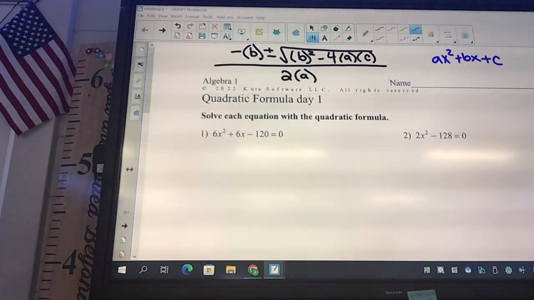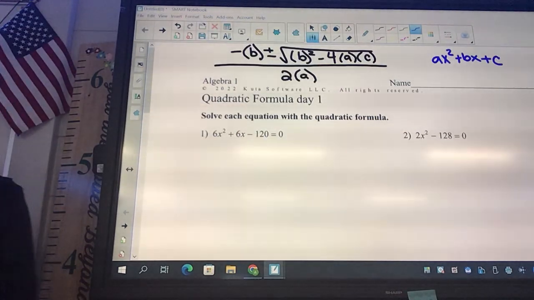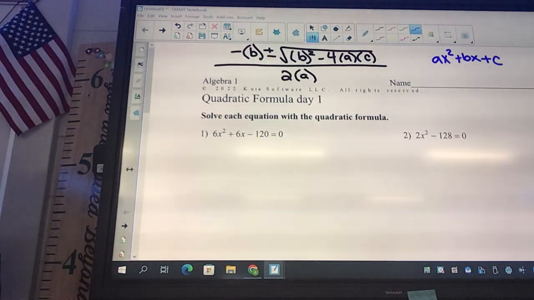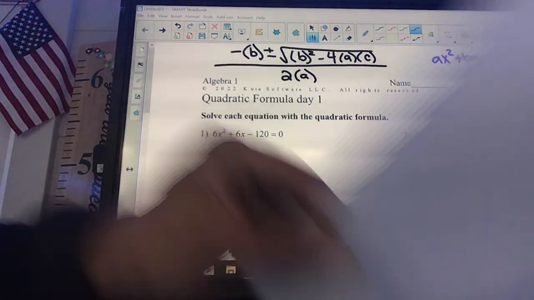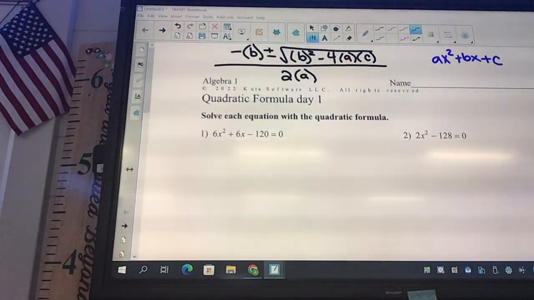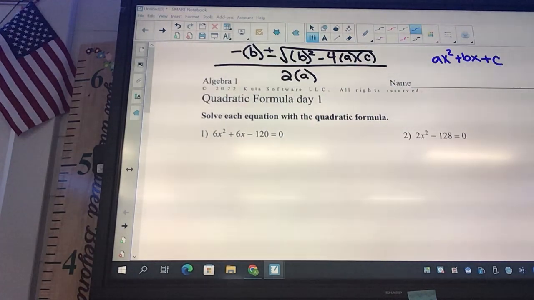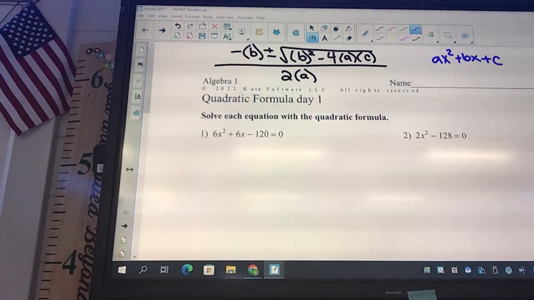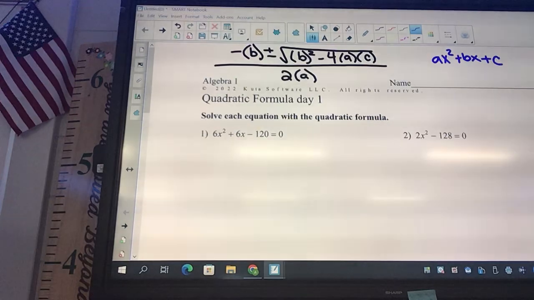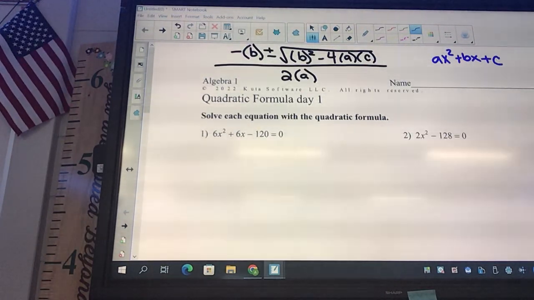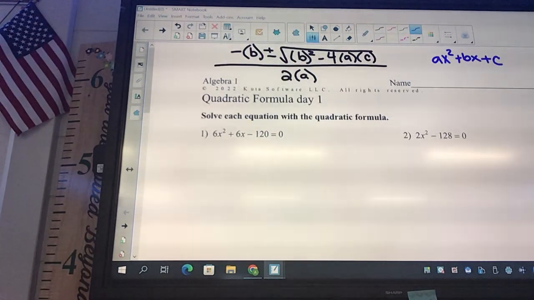So if we look at number 1, what is our a? 6. What is our b? 6. What is our c? Negative 120. If it's anything other than a plus, it's a negative. Look at 2. What's our a? 2. Our b, it's a 0. So see how there's no x term? And what's our c? Negative 128.